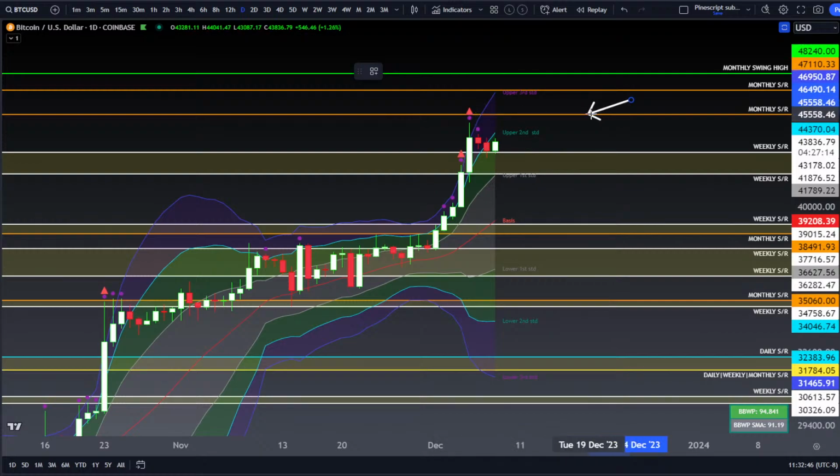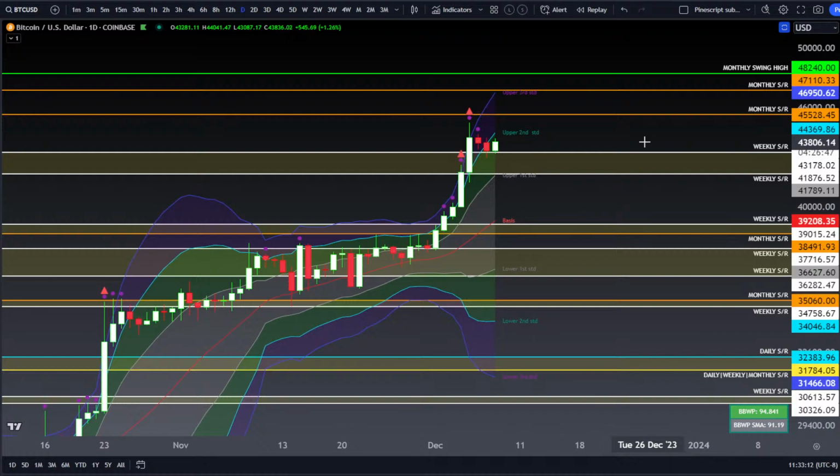monthly here at 45.5. If it got above there, either on a wick, but especially on a close, then I would start to target the next monthly here at 47K to the monthly swing high up there at 48,240 to around 48.5.